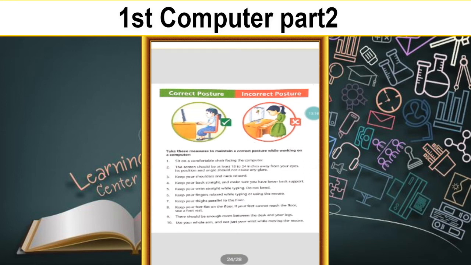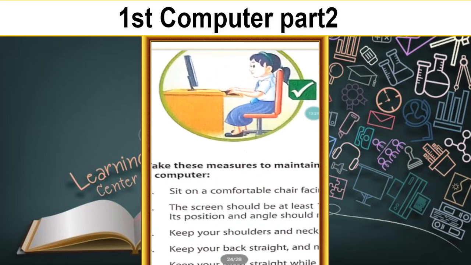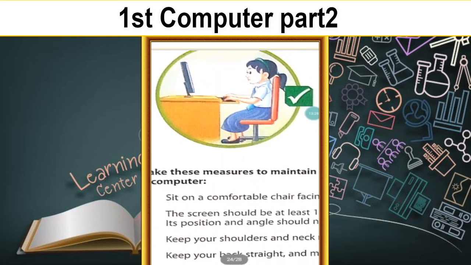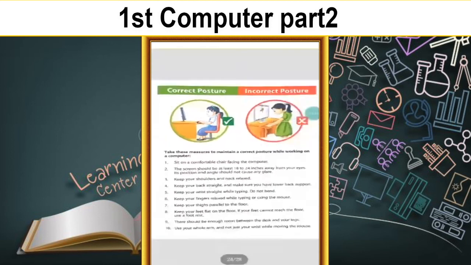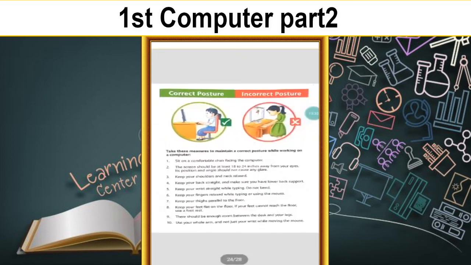Take these measures to maintain a correct posture while working on a computer. Sit on a comfortable chair facing the computer. You should sit like this. You should sit comfortable. Next, the screen should be at least 8 to 24 inches away from your eyes. Its position and angle should not cause any glare. Keep your shoulders and neck relaxed.